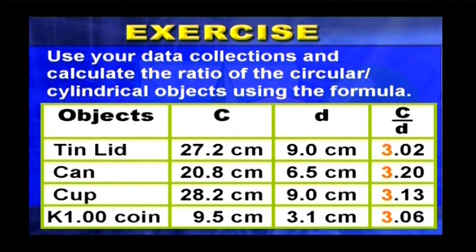So, in order for us to find out what pi is, this is one of the ways that we can identify pi. When identifying pi, we are going to divide the circumference by its diameter. We are going to divide the circumference and diameter in order to identify pi.